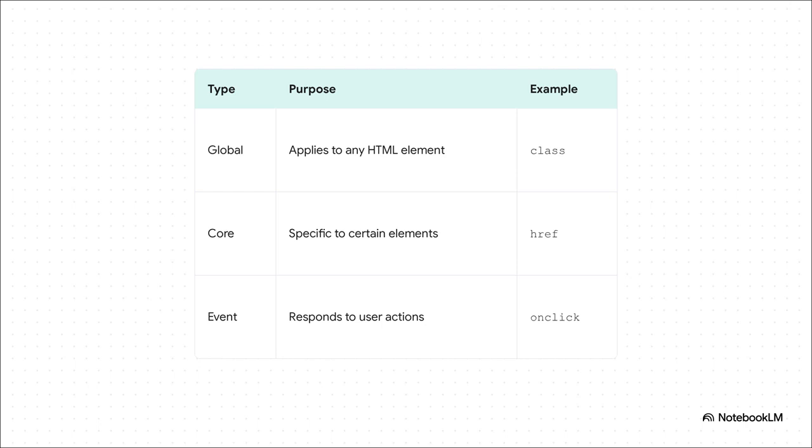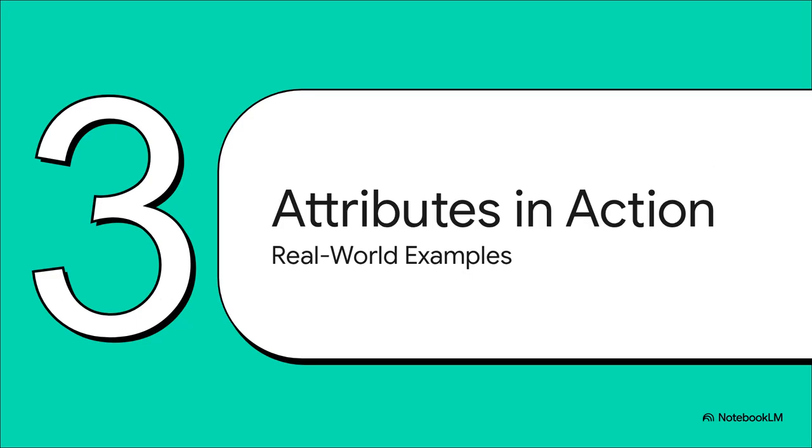These are the specialists, designed for very specific tags, like the href attribute you only find on a link. And finally, we have event attributes. These are the ones that make a page feel alive, because they just sit there and wait for a user to do something, like onClick. Theory is great and all, but let's see how this stuff actually plays out in the wild. We're going to do a quick run-through of 5 of the most common and important attributes that, honestly, you probably interact with every single day online.